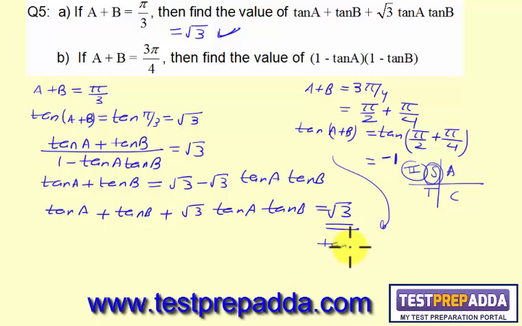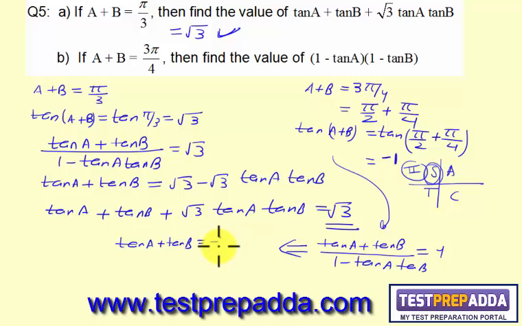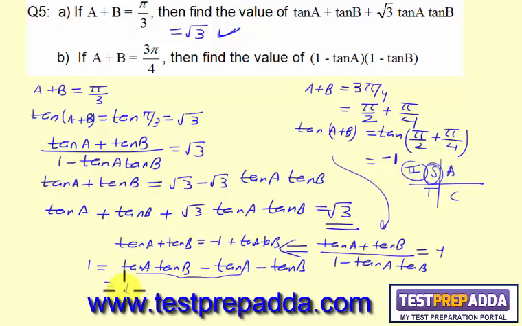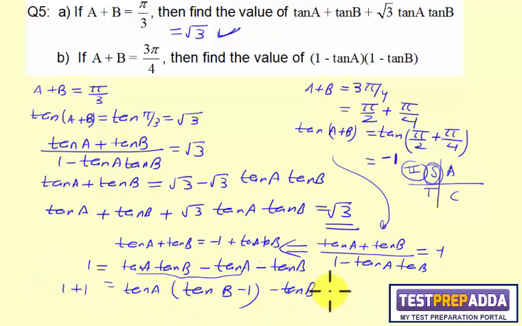Now open this tan part. If I open, then tan A plus tan B upon 1 minus tan A tan B becomes equal to minus 1. Now I can write this as tan A plus tan B is equal to minus 1 plus tan A into tan B. So I can write this as 1 is equal to tan A tan B minus tan A minus tan B. Take tan A common here, so it becomes tan A into tan B minus 1. If I add 1 both sides, so this side becomes tan B plus 1. Now if I take minus common, it becomes tan B minus 1.